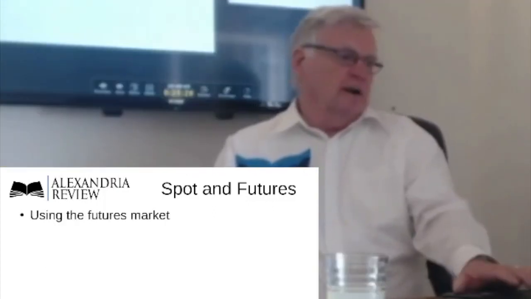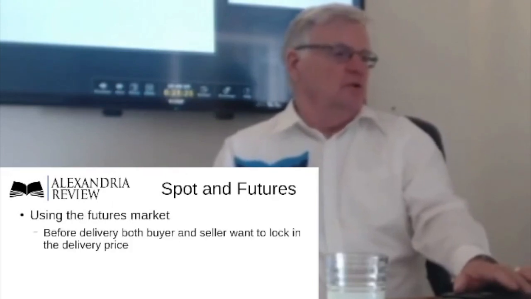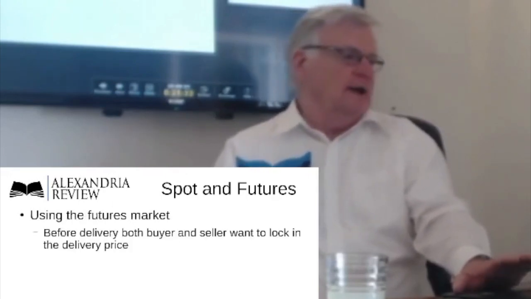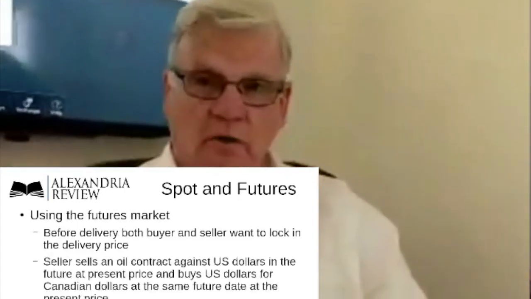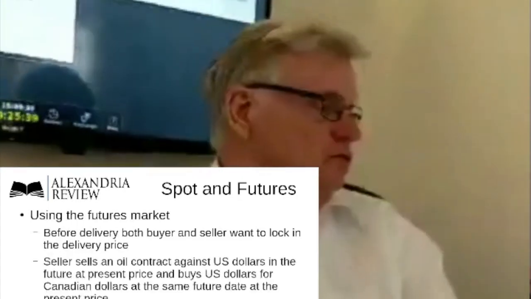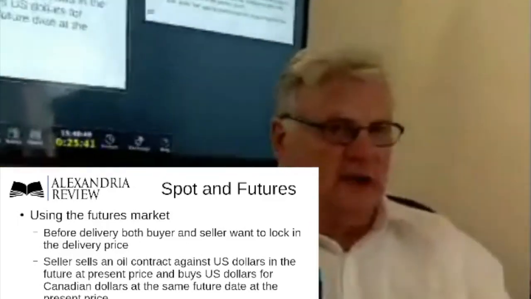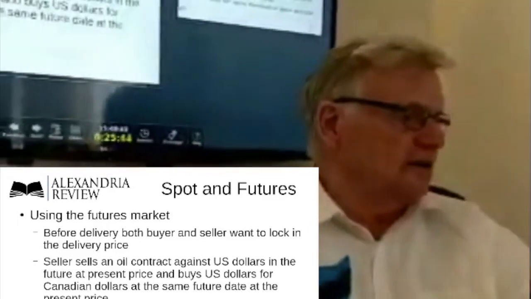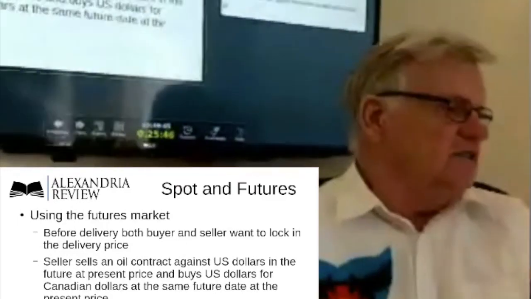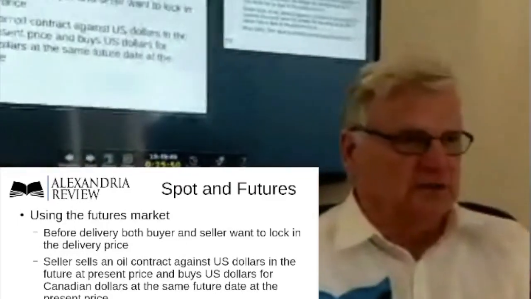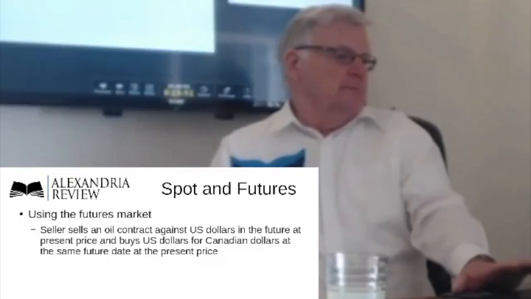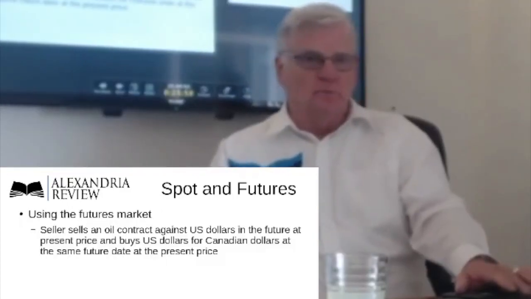Using the futures market. Before delivery, both buyer and seller want to lock in a price, or a delivery price. This is where the futures market happens. We bring in the futures market: the seller sells an oil contract against US dollars in the future at the present price, and buys US dollars for Canadian dollars at the same future date at the present price. Having gone through that, the buyer does the opposite.